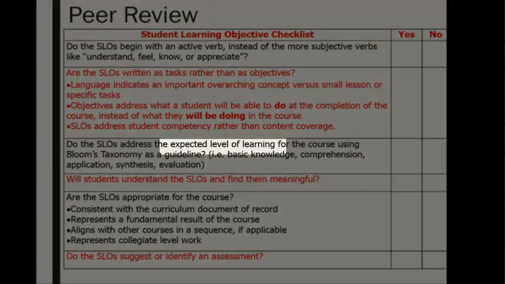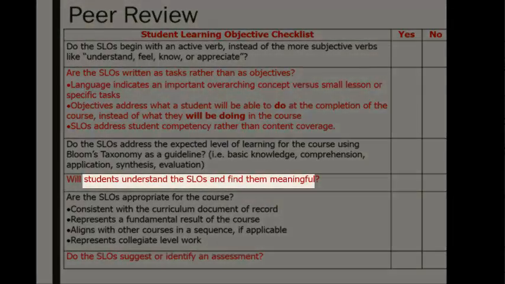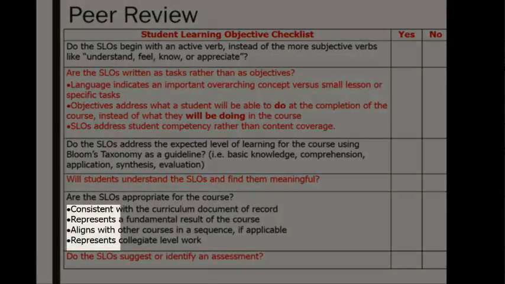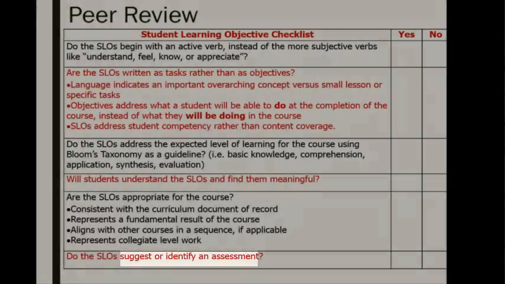Do the objectives address an expected level of learning in the course, i.e., are they from the taxonomy somewhere? Is their language easy for students to understand? Are they meaningful? Do they align with program or discipline objectives, core competencies, and the mission? And finally, do they suggest an assessment? Let's apply this to a few final examples.